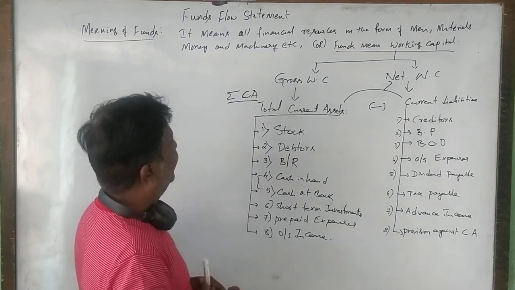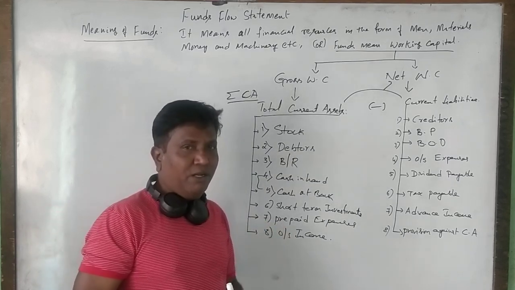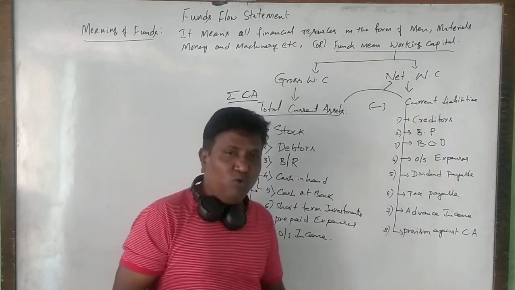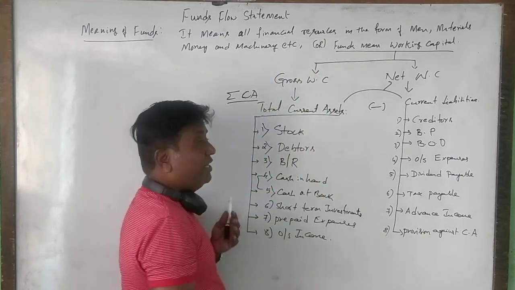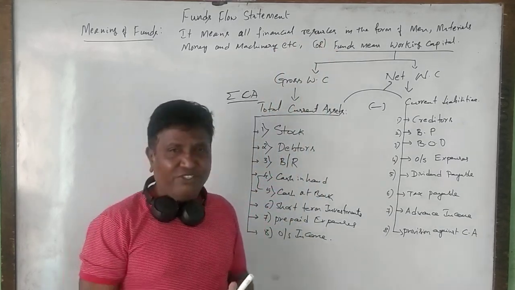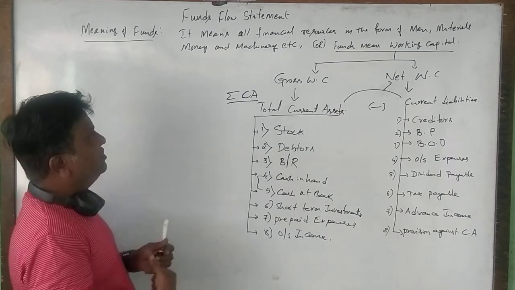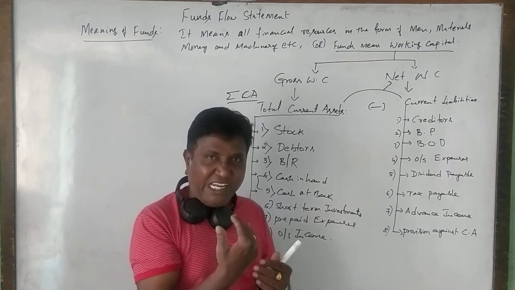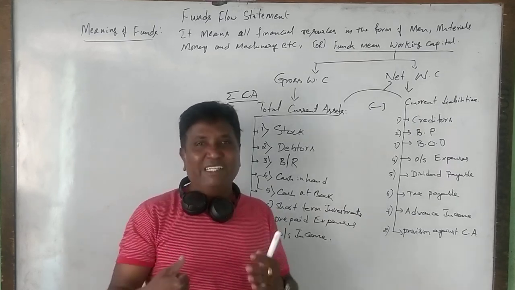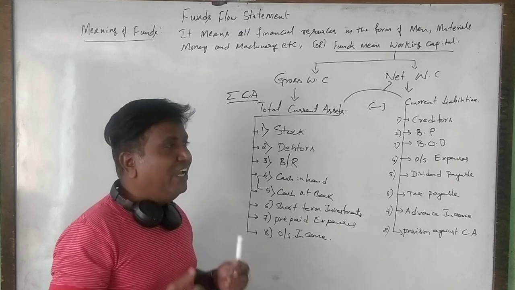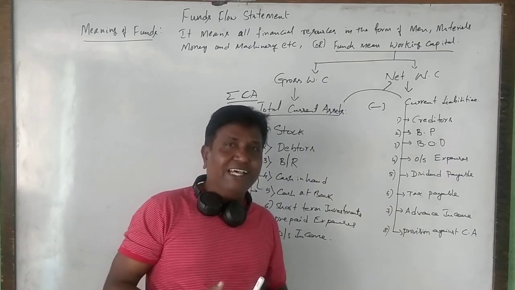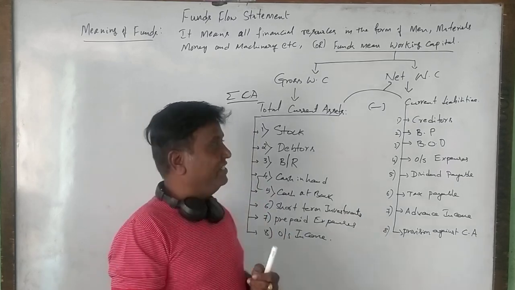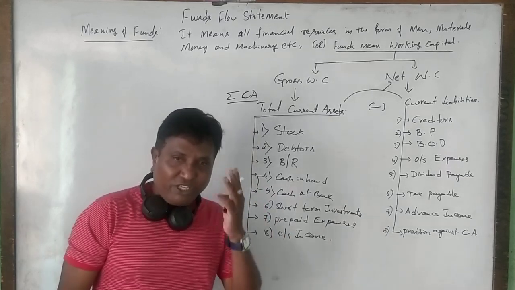Now, when you want to prepare a funds flow statement, before preparation of the funds flow statement, we should understand how these funds, these financial resources, all financial resources in the form of men, material, money, machinery, arise in the business, how they come into the business, how they go out of the business. According to me, the flow of funds happens with three major activities. What are those three major activities?